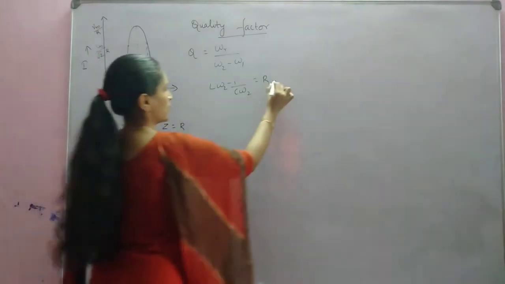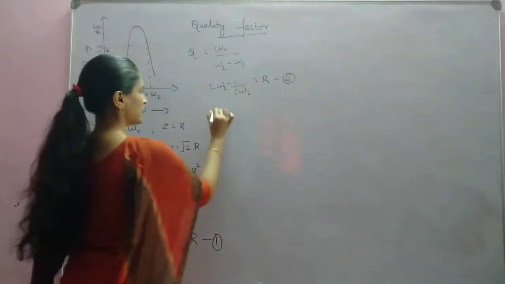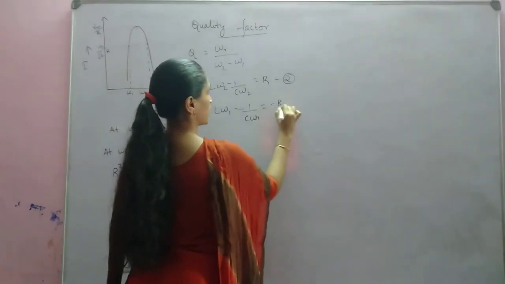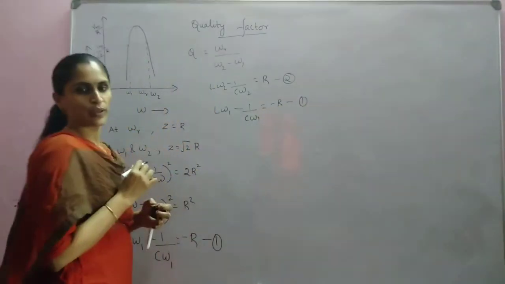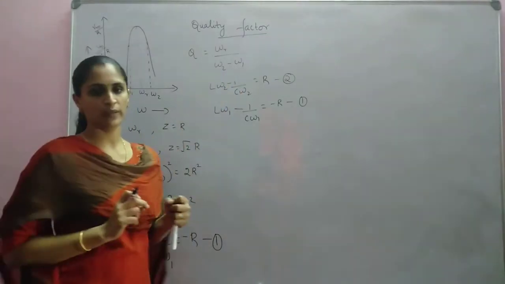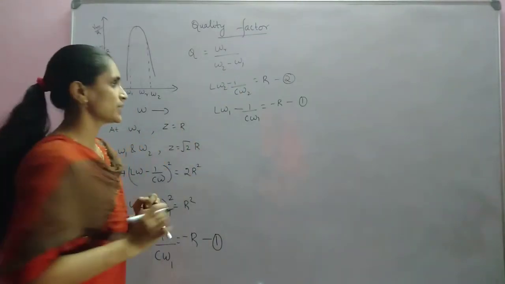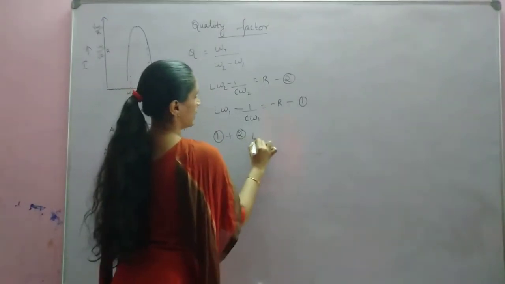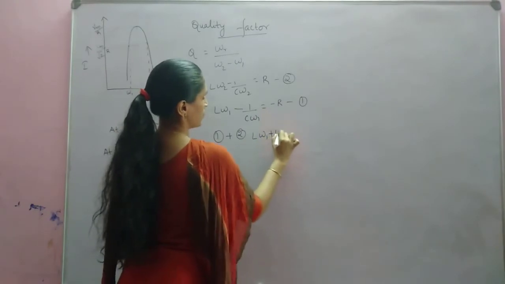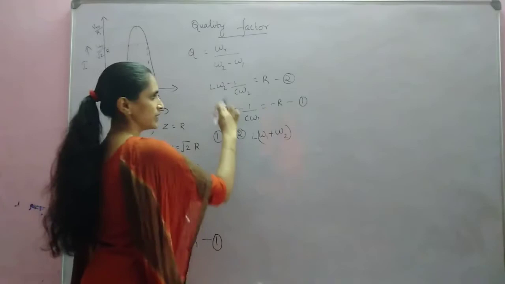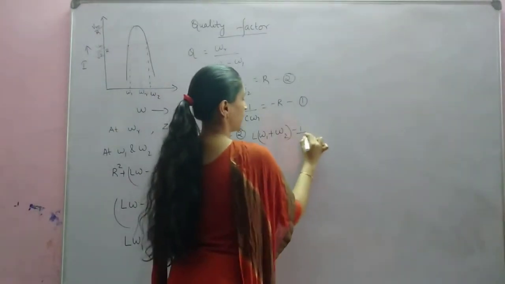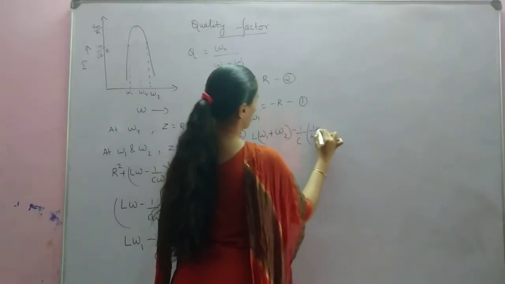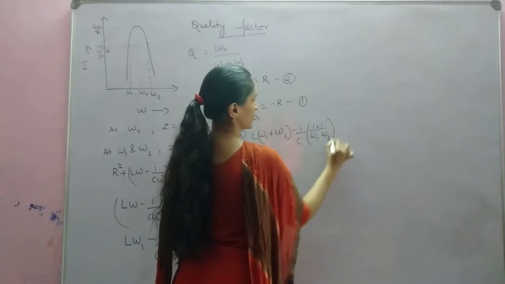Okay, 1 and 2. So our first equation is L omega 1 minus 1 by C omega 1 is equal to minus R. We are adding both equations because here we have to find omega 2 minus omega 1. So first we can add both equations. What we will get, 1 plus 2: L into omega 1 plus omega 2. L can be taken from these two terms. Similarly, minus 1 by C can be taken from those two terms. So what you will get? 1 by omega 1 plus 1 by omega 2 is equal to 0.